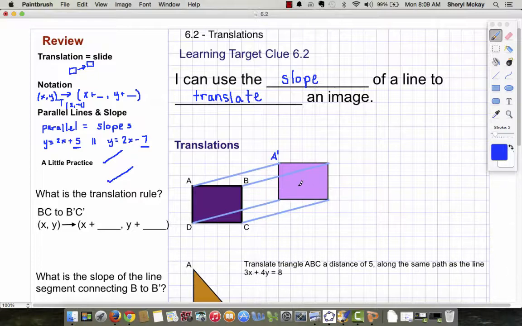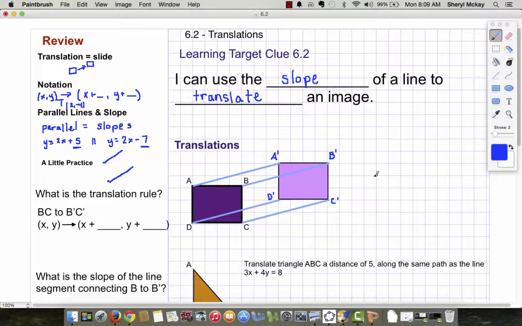And what we do is when we translate our points, we don't change the name of the point. We don't say A translates to E. Instead, we call it the same letter, but we put a little tick, a little mark at the top, and that's called a prime. And so then B becomes B prime, and D becomes D prime, and C becomes C prime.